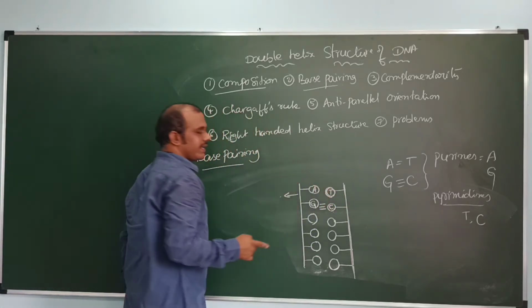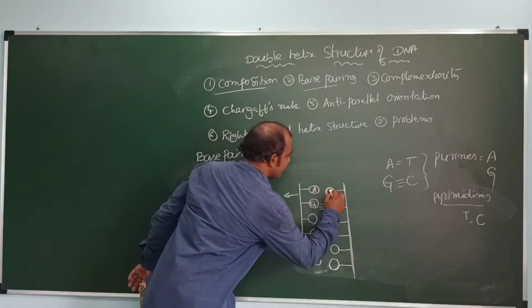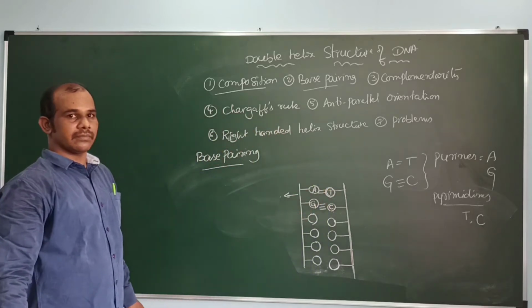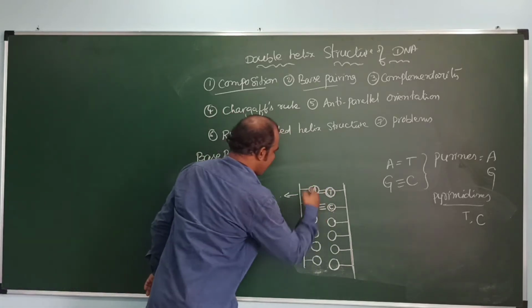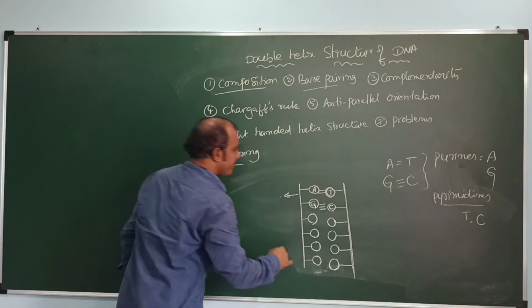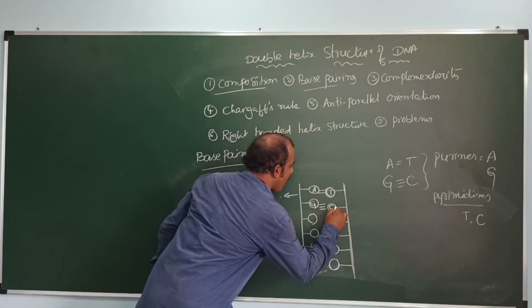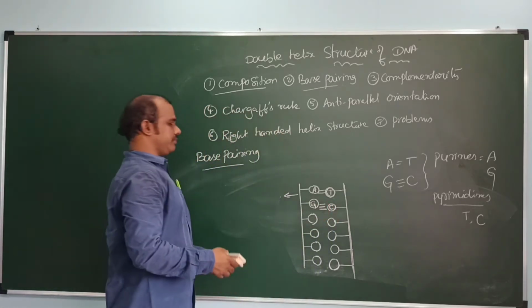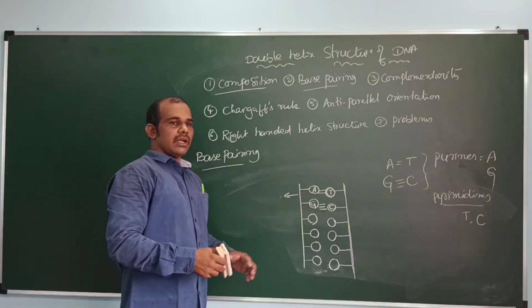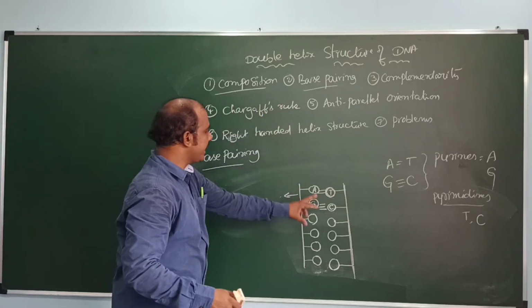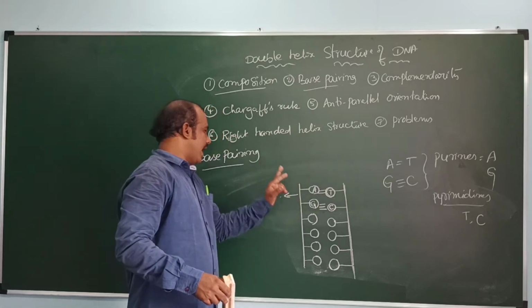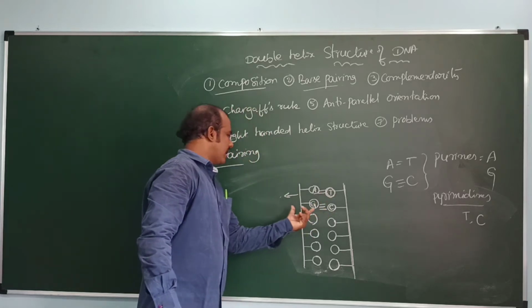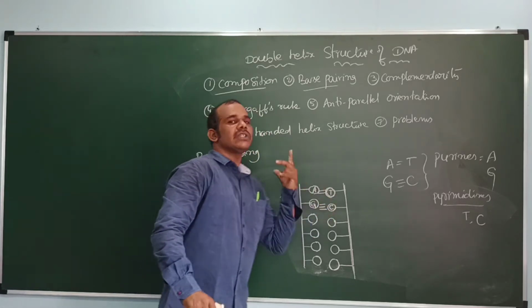That means the adenine of one strand is paired with only thymine through two hydrogen bonds. Similarly, the guanine of one polynucleotide chain is paired with the cytosine of the opposite polynucleotide chain through three hydrogen bonds. So, the purine must be paired with pyrimidine only. That is, adenine will be paired with thymine only. Similarly, guanine will be paired with cytosine only.